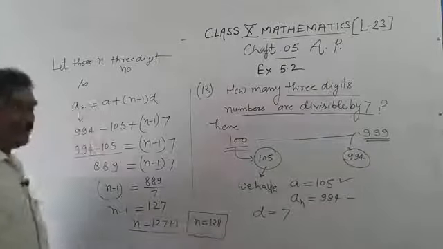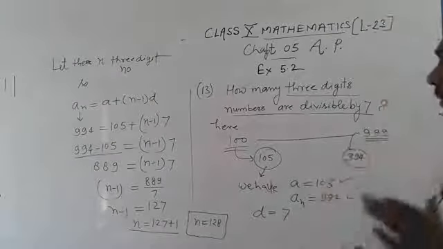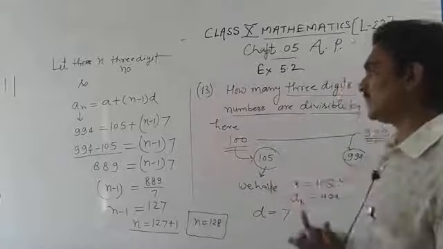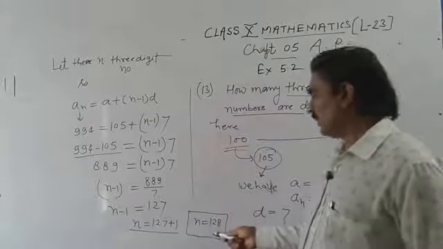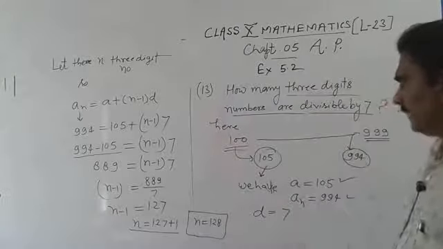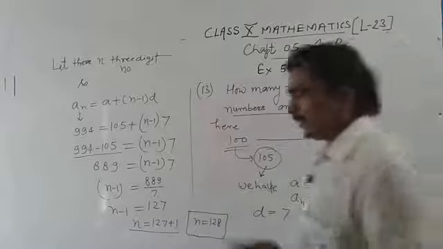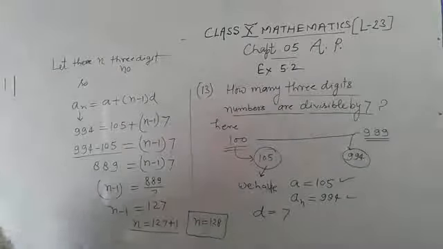So here it is clear that in this question it is asked how many 3-digit numbers there are. So clearly students, in this AP there are 128 numbers which are 3 digits and can be divided by 7. So our answer is 128. Okay students, write down this solution.